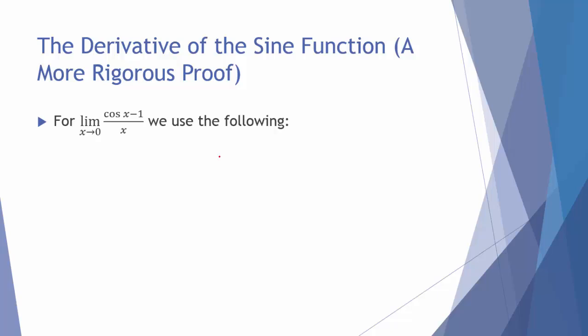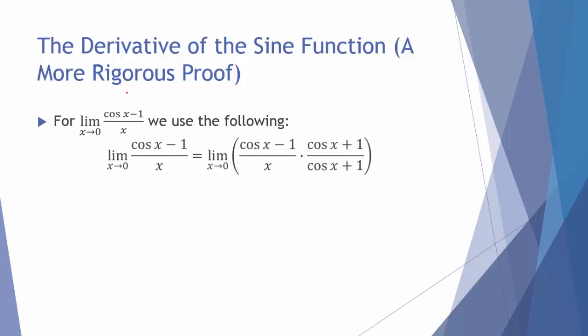So to find the limit as x approaches 0 of cosine x minus 1 over x, we're actually going to use a little math trick. We're going to take our limit, and what we're going to do is multiply the numerator and the denominator by cosine of x plus 1.